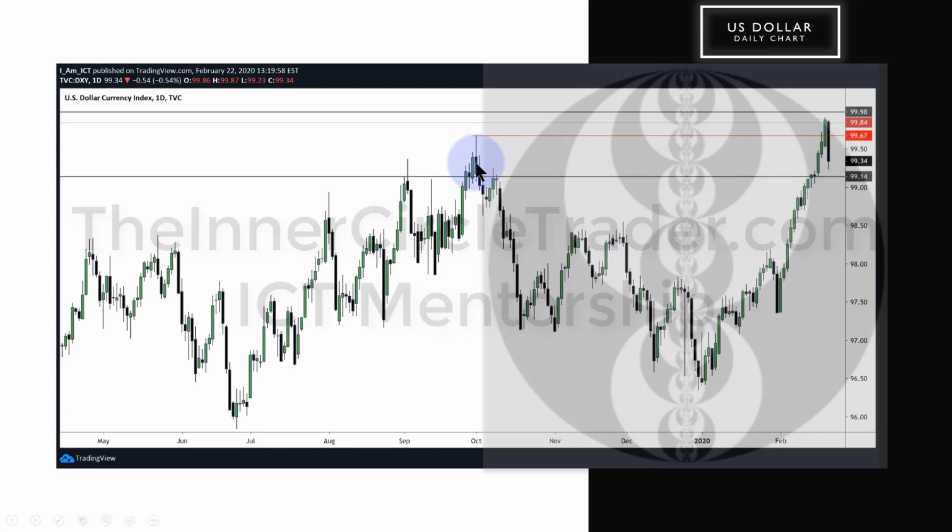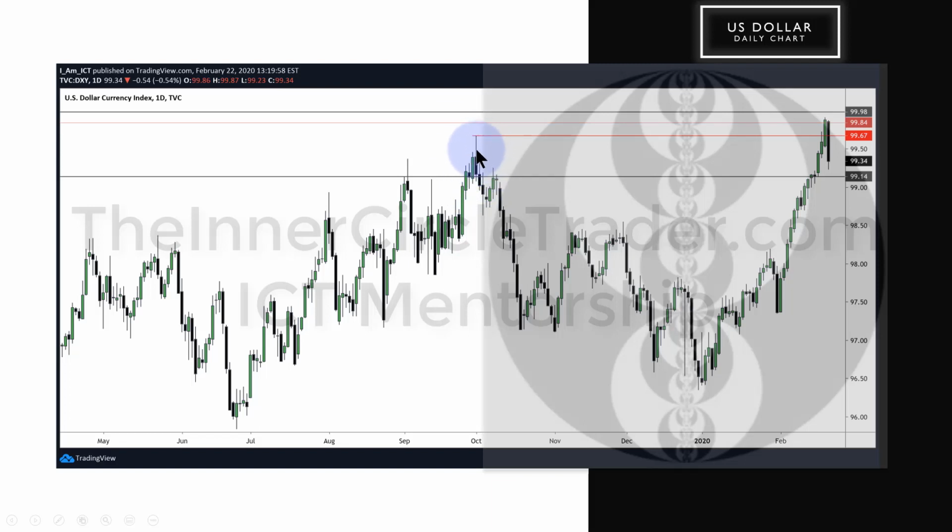We had multiple layers of PD arrays to be watching for in the form of a premium array. We had initially the bearish order block, the mean threshold, the rejection block, which is the highest up close inside of a swing high.